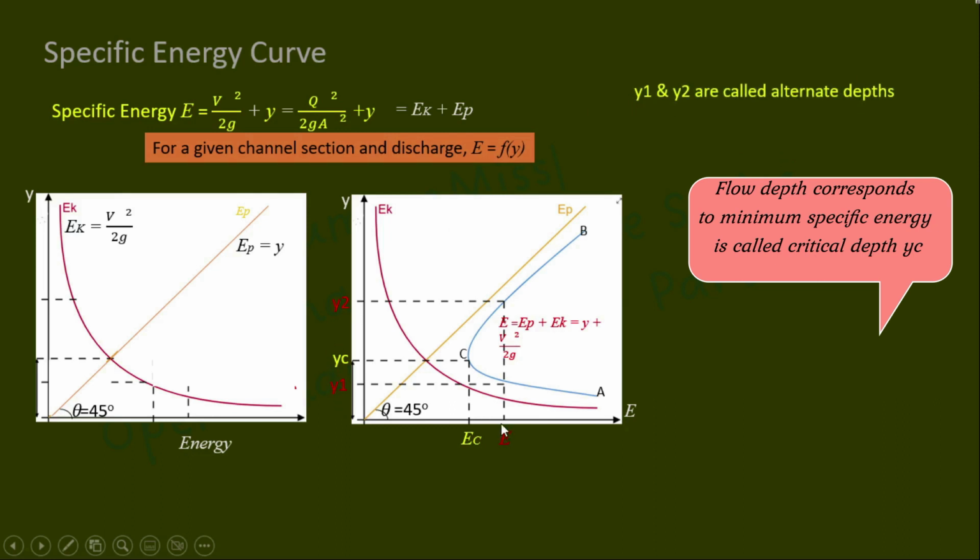So we can say that for each specific energy other than this minimum specific energy, there are 2 depths possible, and they are called alternate depths. The point C is where specific energy is minimum.